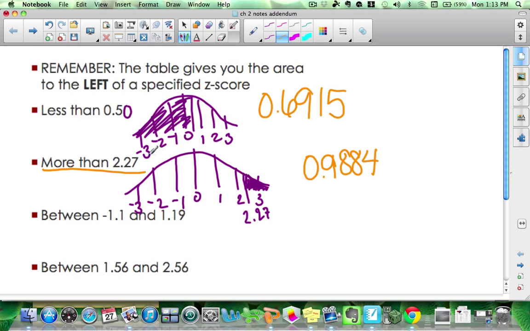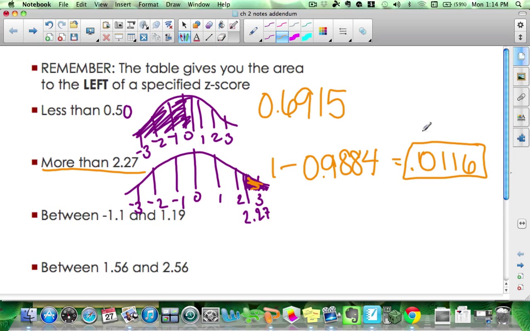But I'm hoping you didn't stop here because we shaded to the right. This is clearly not 98.84% of the curve. When we shade to the right, we need to do 1 minus. And so my final answer is going to be 0.0116. Does that look like it could be 1.16% of the curve? Sure.